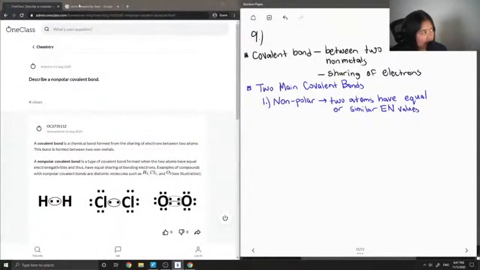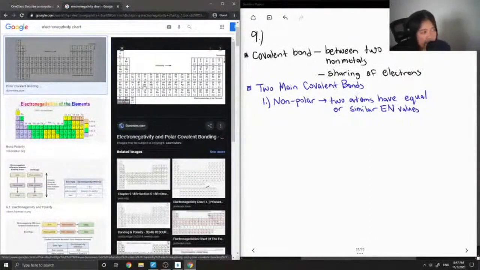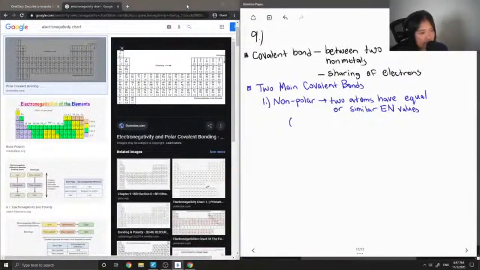So I'm also going to pull up the electronegativity chart. Over here are all the different elements and all of their corresponding electronegativity values. So for example, nonpolar bonds are between atoms that are the same element, like nitrogen and nitrogen. Obviously, they have the same electronegativity, so this is an example of a nonpolar bond.